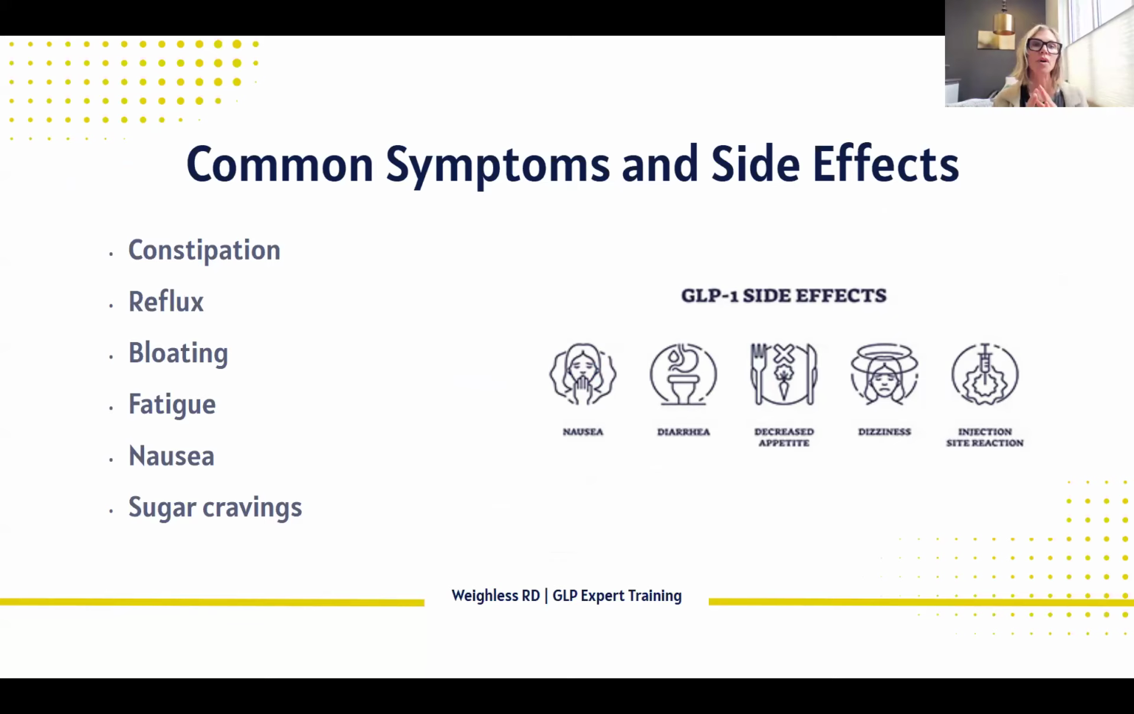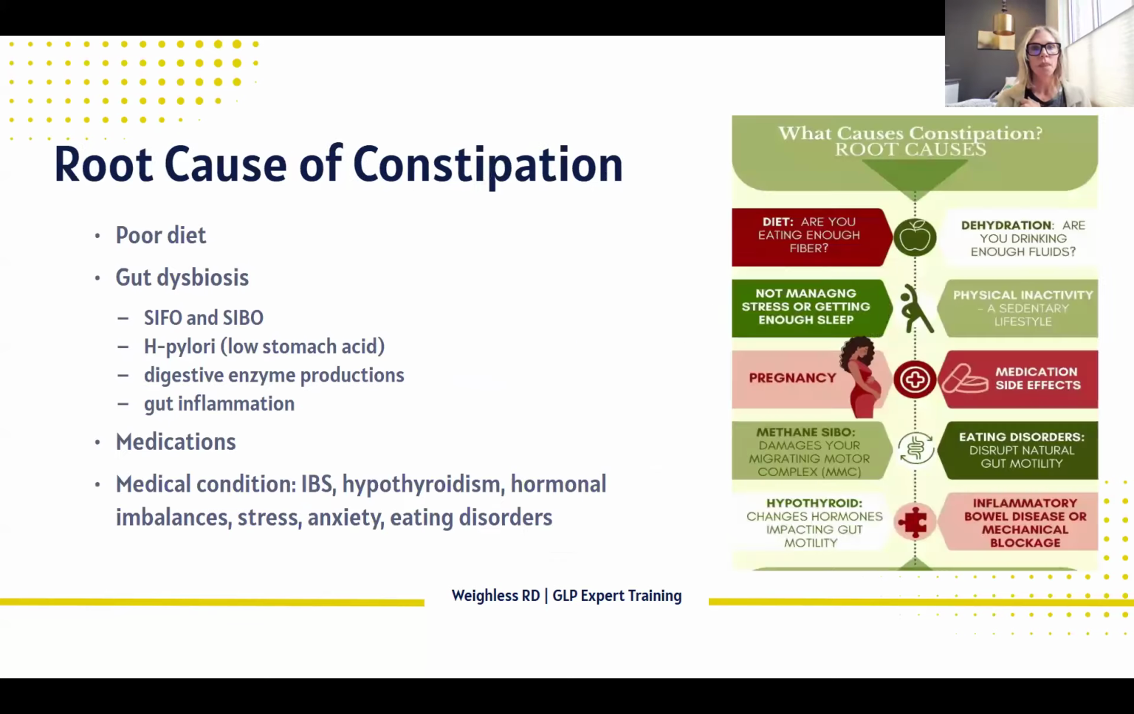But okay, I'm gonna talk about the common symptoms and side effects. I'm gonna start with constipation. It's very important to understand what the root cause of constipation is before just assuming that the patient has constipation now because they started GLP. Looking at the poor diet, gut dysbiosis, do they have SIFO? Do they have SIBO? H. pylori, low stomach acid is a huge contributor. Digestive enzyme production. If you're doing gut testing, you're going to be able to identify a lot of these things.